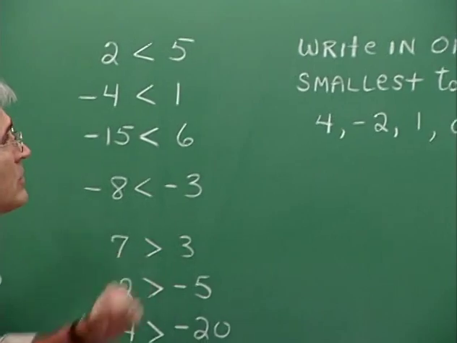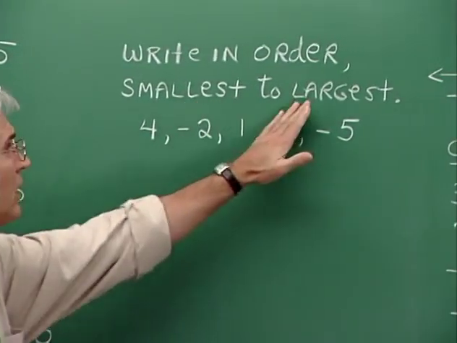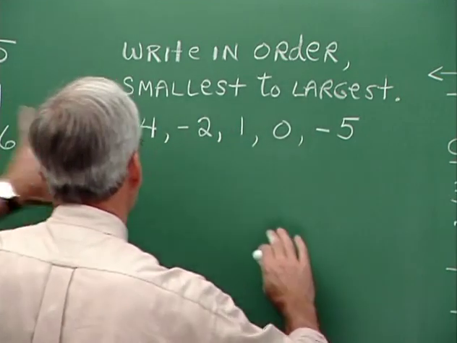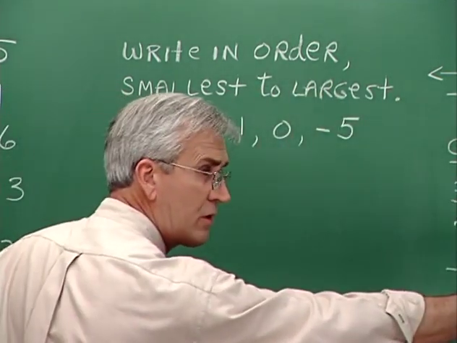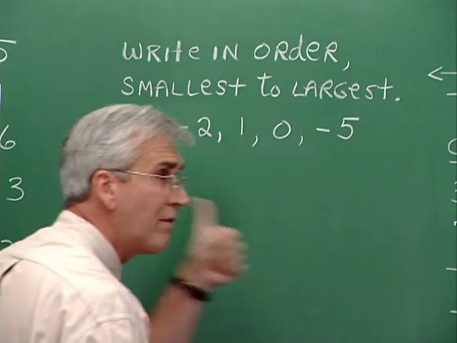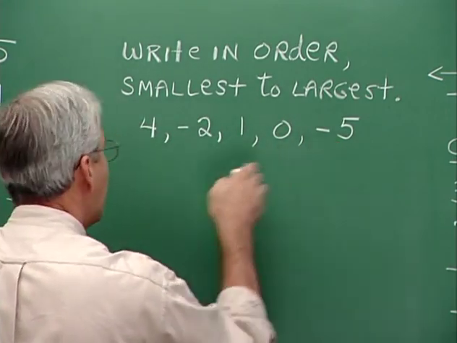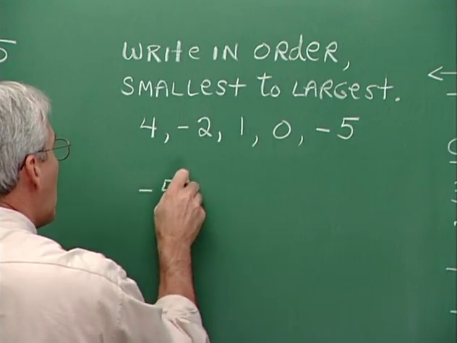Let's put these numbers in order, smallest to largest. And again, think about it on the number line. On the number line, negative numbers are to the left, positive numbers are to the right. The smallest number would be the one farthest to the left. And the one farthest to the left would be -5. So -5 would be the smallest of these.